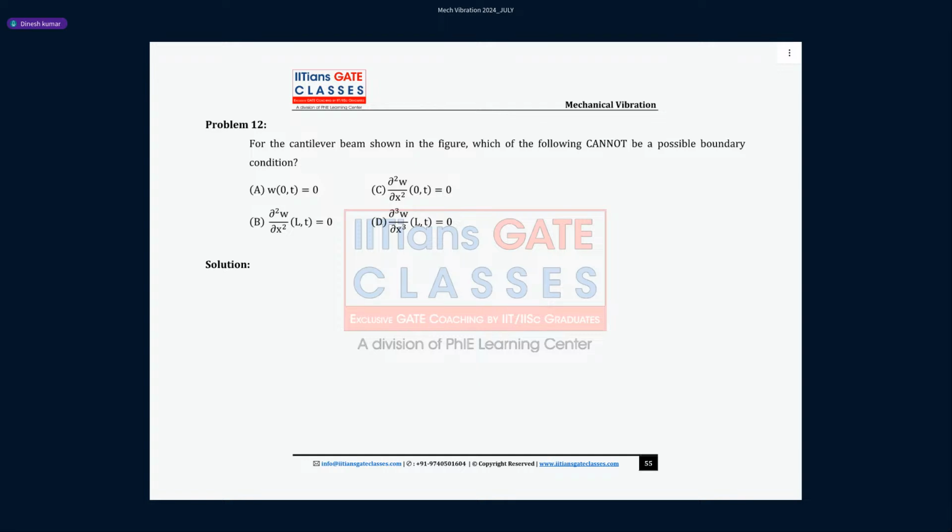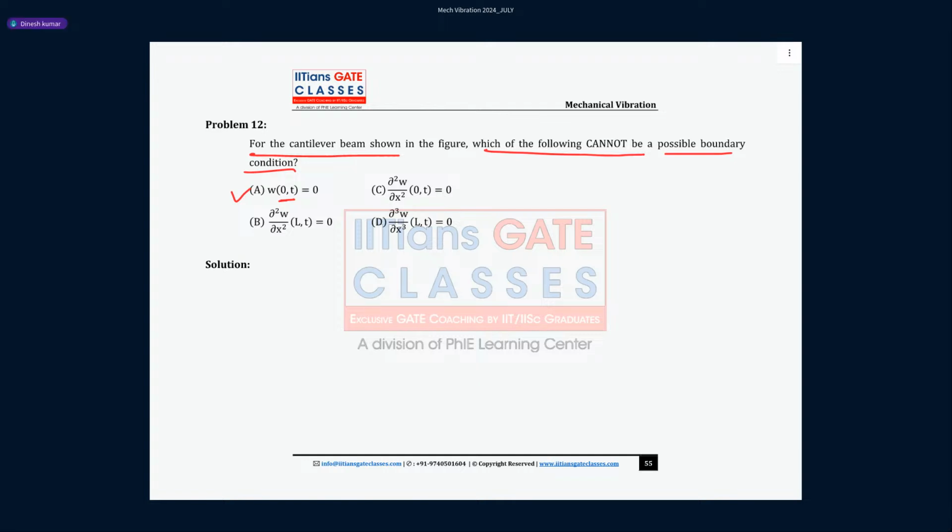So let's move to question number 12. What it says: for the cantilever beam shown in the figure, which of the following cannot be a possible boundary condition? So we have already seen at x equal to 0, yes, displacement is 0.